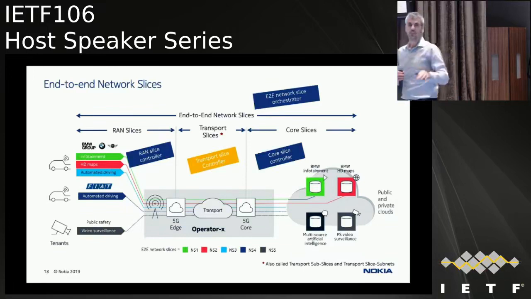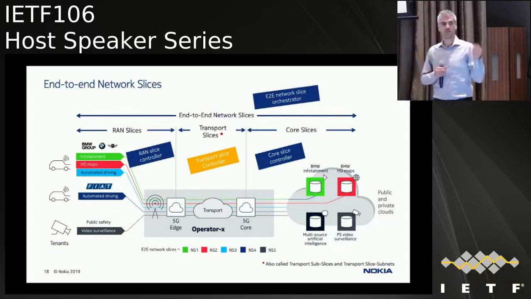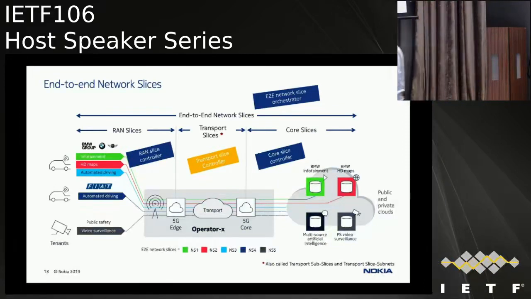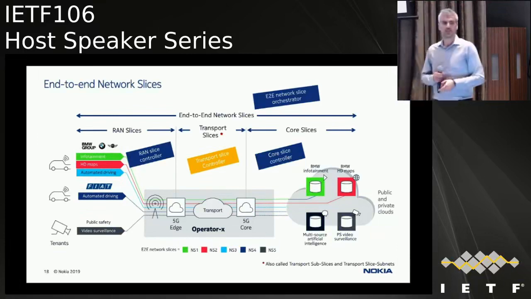The last observation in this picture is a tenant or customer can have more than one end-to-end network slice. You will see BMW has three of them. It is possible to do, and these three for a single customer are completely independent and isolated. And this is basically the summary of this slide.